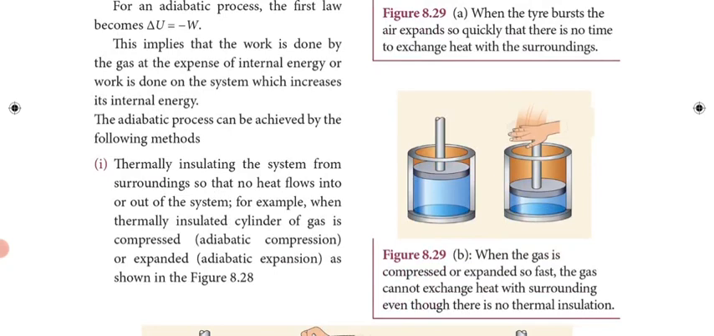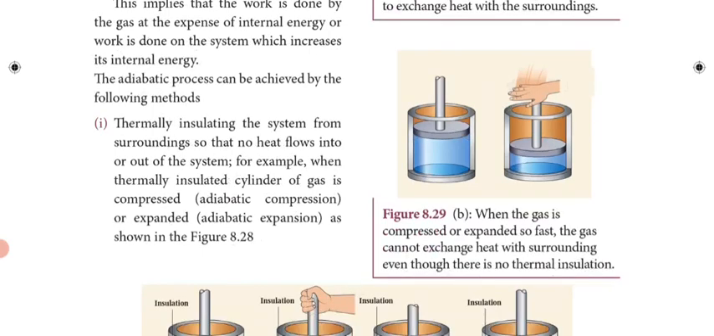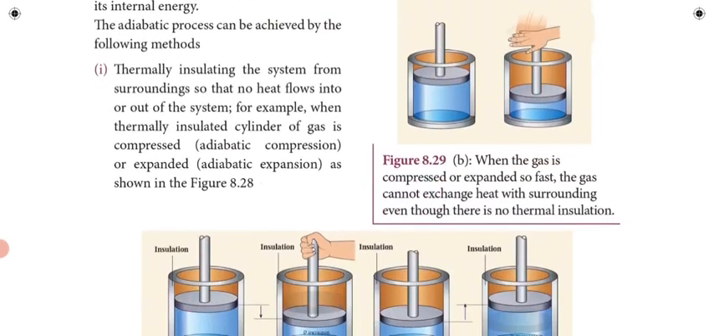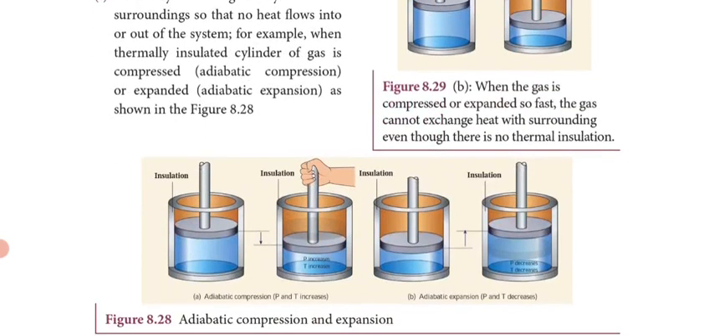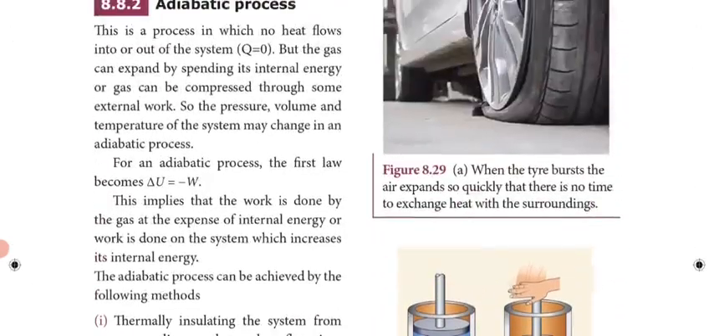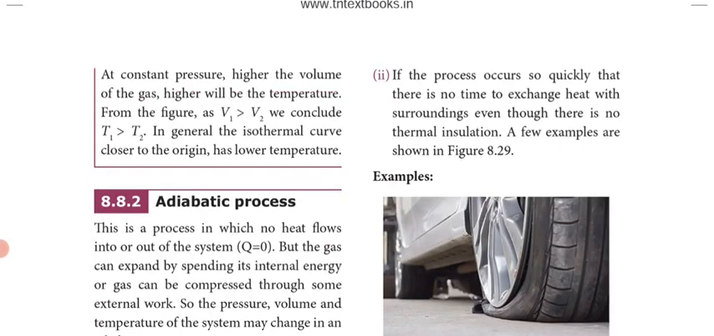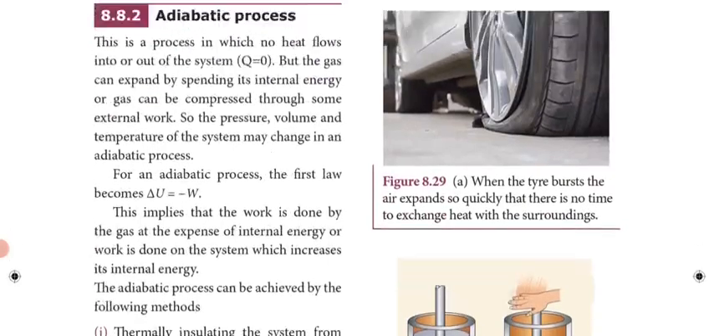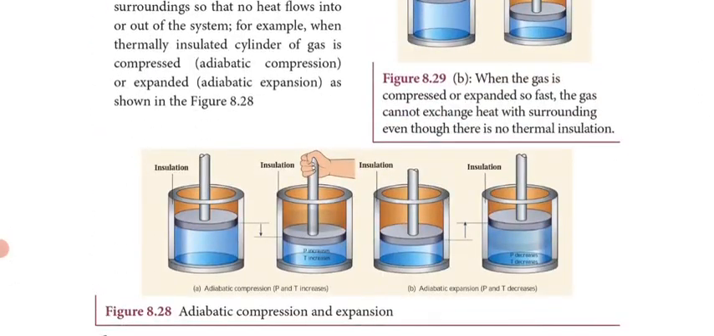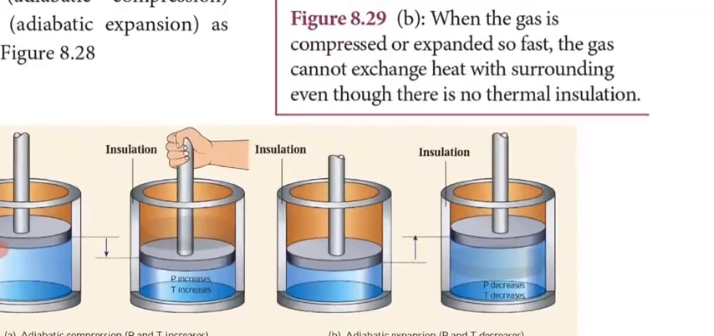The adiabatic process can be achieved by some methods, that is thermally insulating the system from the surroundings, so that no heat flows into or out of the system. For example, when a thermally insulated cylinder of gas is compressed, that is adiabatic compression, or the adiabatic expansion takes place next. The other way is if the process occurs so quickly that there is no time to exchange heat with the surroundings, even though there is no thermal insulation. For that also some examples are given, and the diagrams will be clearly given.